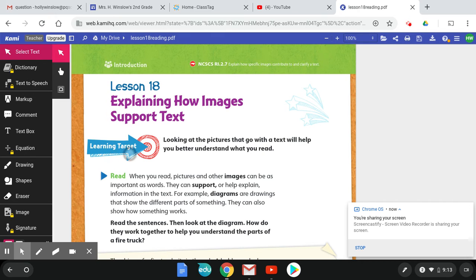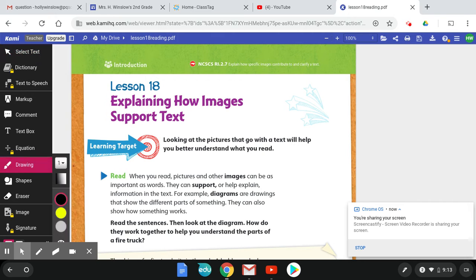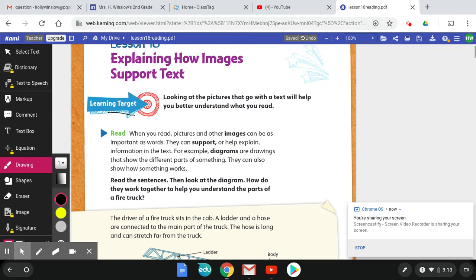So if we read our learning target here, it says looking at the pictures that go with the text will help you better understand what you read. And we know that the pictures usually have captions. We've been over this before. So let's read. When you read, pictures and other images can be as important as words. They can support or explain.